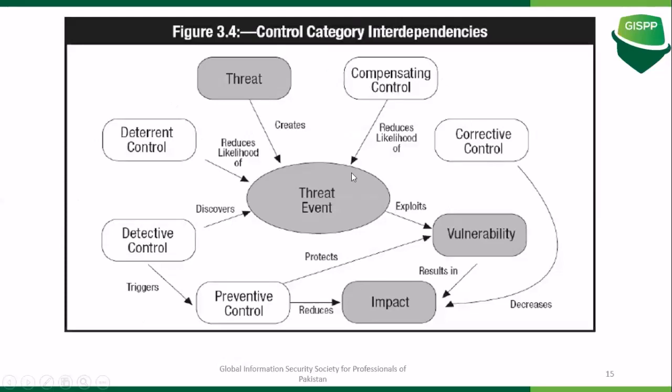So what your compensating controls do is reduce the likelihood of a threat event. Your corrective controls can decrease the impact. Your preventive controls can reduce either the impact or they can protect the vulnerability from being exploited. You have your detective controls, which can trigger the preventive controls, or they can help you in the discovery of the threat event. Then you have your deterrent controls, which reduce the likelihood of a threat event.